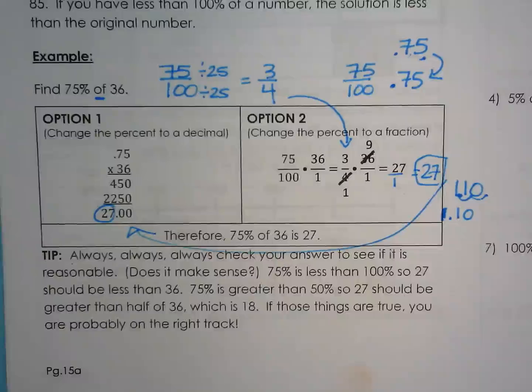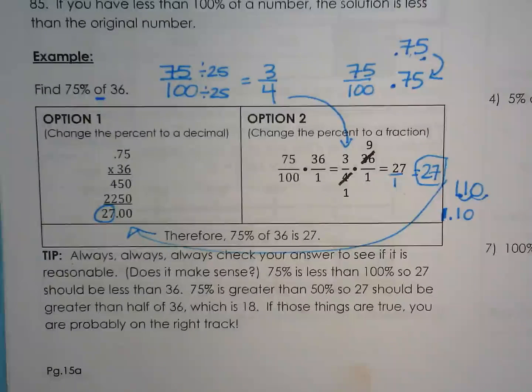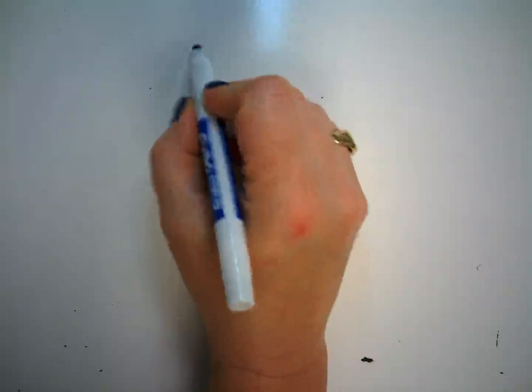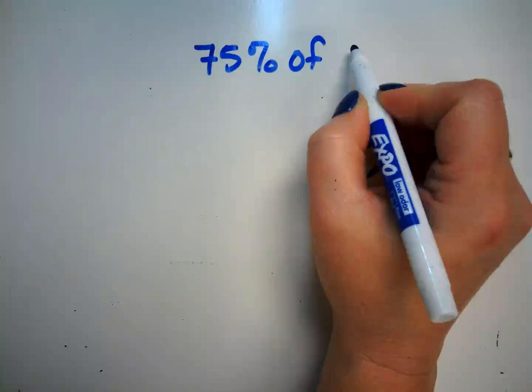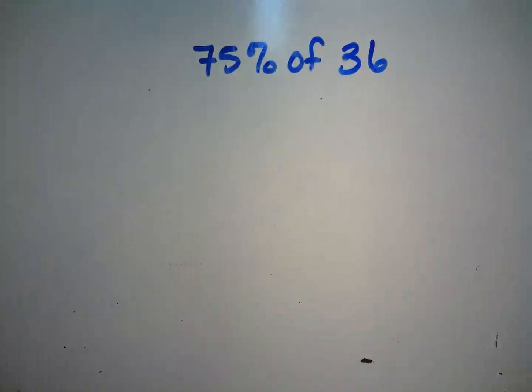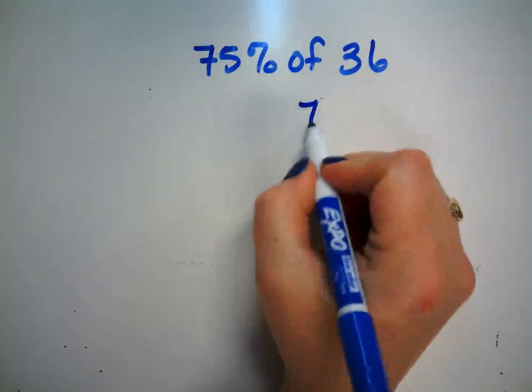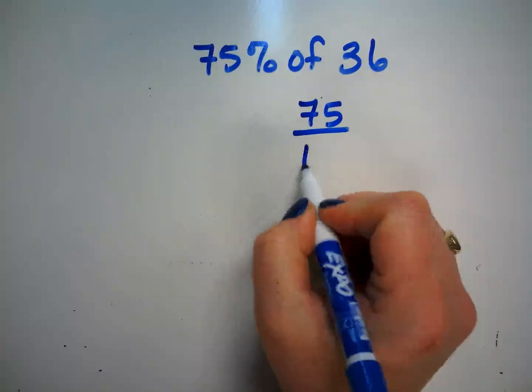Now, I'm going to take a second. I'm going to show you what this looks like in a proportion. Okay? So, in a proportion model, we're still talking about 75% of what was it? 36. Thank you. Now, in a percent, what did I just tell you? Percents are always out of what number? 100. So this percent, 75, is out of 100.